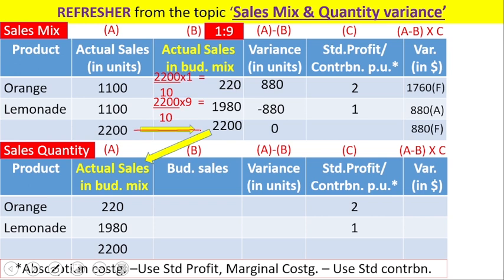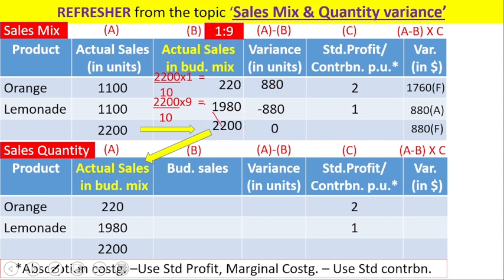Then you have to copy the total to the next column. So 2200 will come here also, and then you have to take note of the budgeted mix from the question. In this case it is 1:9. So you have to divide this 2200 in the ratio of 1:9. So that's what's done here.